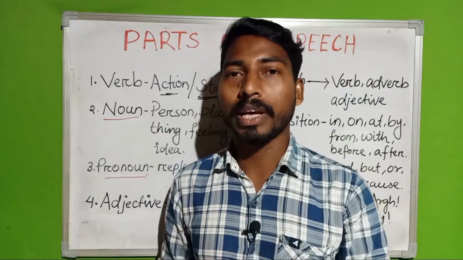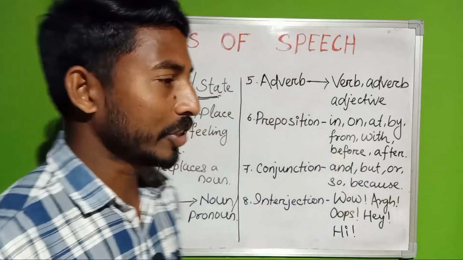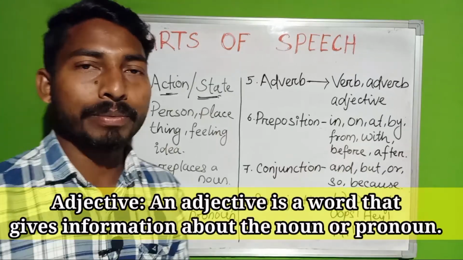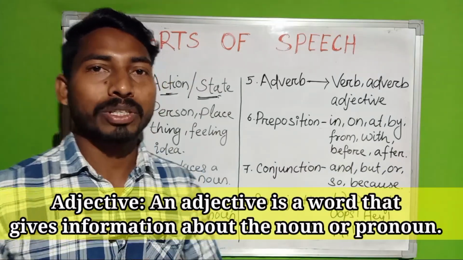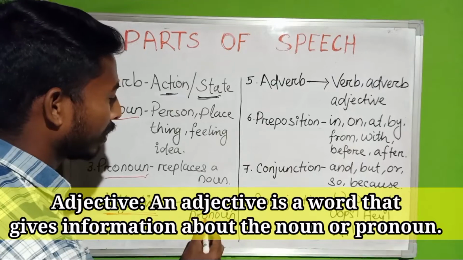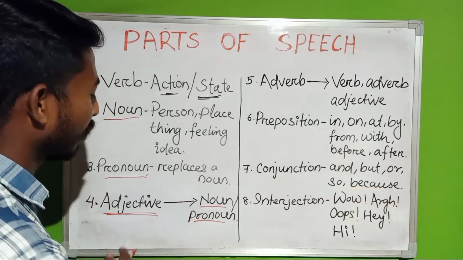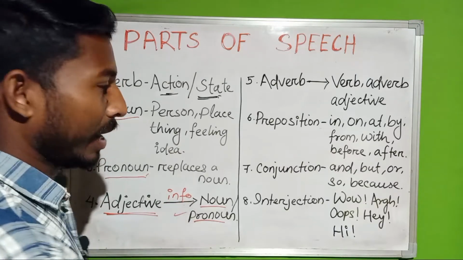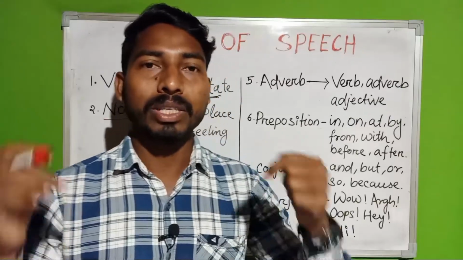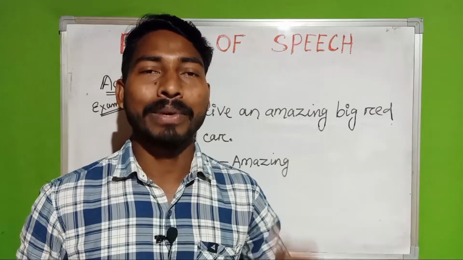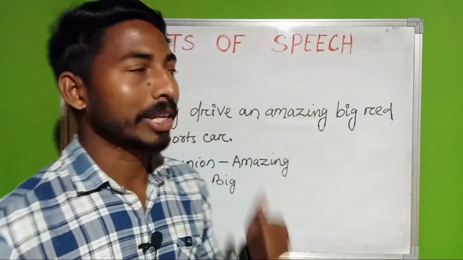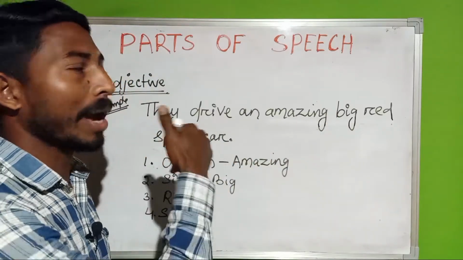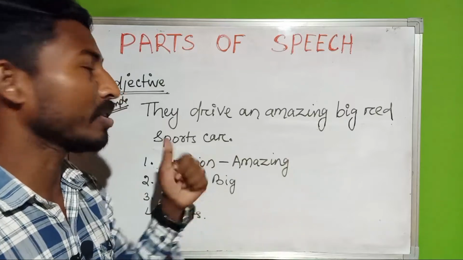So now let's move to the next one, and the next one is adjective. An adjective is a word that gives an information about the noun or pronoun. Okay, it gives the information. That is called adjective. Now have a look at this sentence. And now we have an example here for the adjective, that is, they drive an amazing big red sports car.